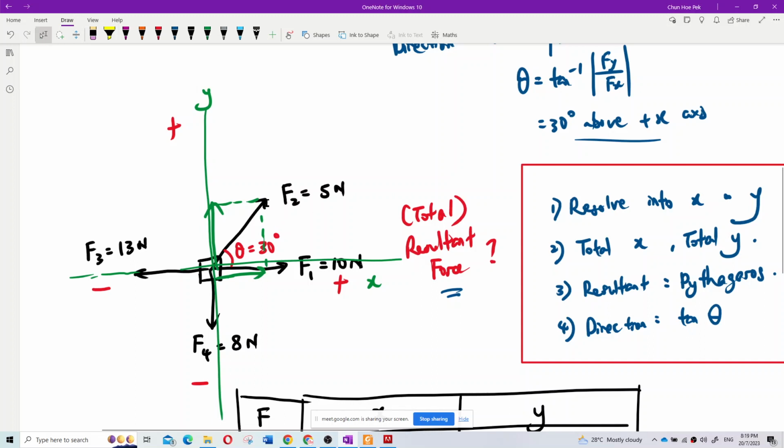Okay, so look at this one, F2. This F2, theta is with the x-axis, isn't it? With the x-axis. So the x component is adjacent to the angle. So adjacent to the angle, use cosine or sine theta, class?